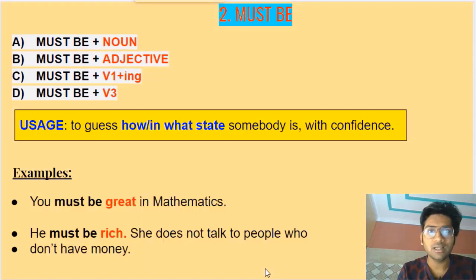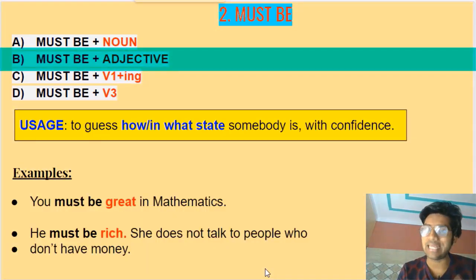Let's move to the next one. Must be plus an adjective. Here we basically use must be plus an adjective to guess how or in what state somebody is in. Alright, and we say it with a lot of confidence. Look at the examples here.